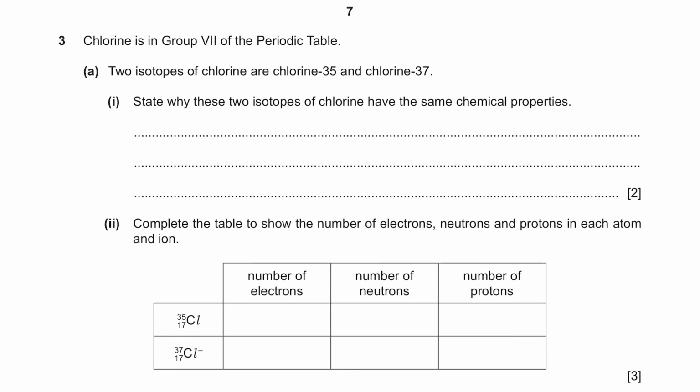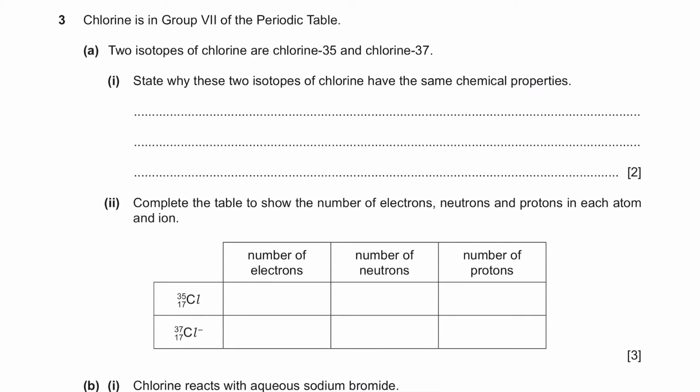Question 3. Chlorine is in group 7 of the periodic table. Part A. Two isotopes of chlorine are chlorine 35 and chlorine 37. State why these two isotopes of chlorine have the same chemical properties. Well, that is because chemical properties depend on the number of electrons. So since these are isotopes, only their number of neutrons will be different and the number of electrons will stay the same, so they will have the same electronic configuration and same chemical properties.